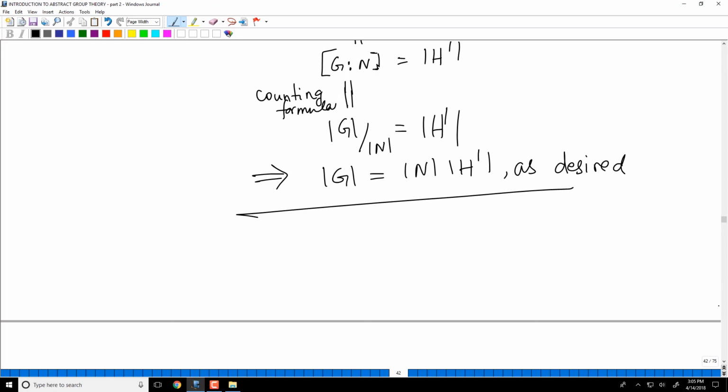So in these two problems, I hope you understood how to use the counting formula and Lagrange's theorem, and using these we are able to conclude very strong statements about groups. So I'll stop the video here, and in the next video I'm going to start with my definition of quotient groups. Thank you.